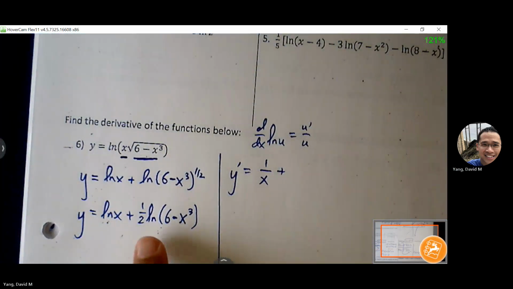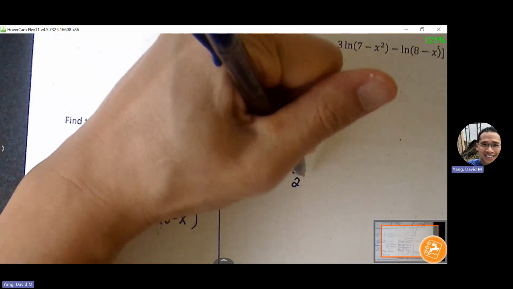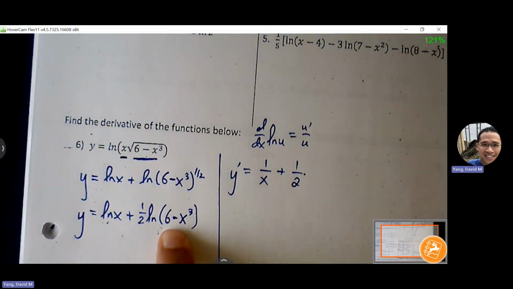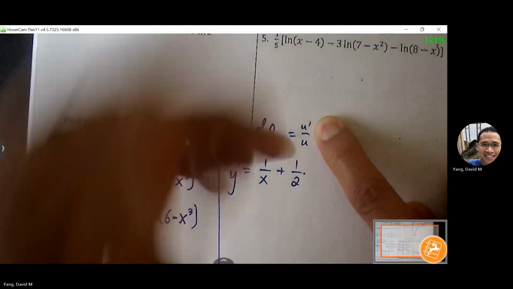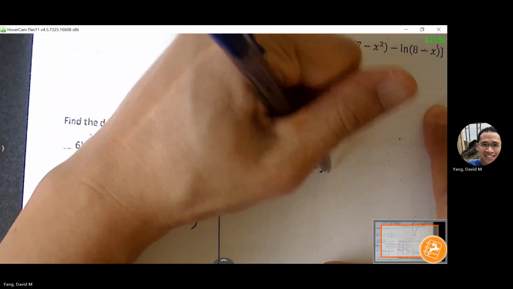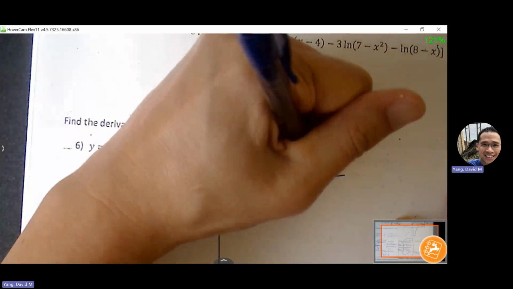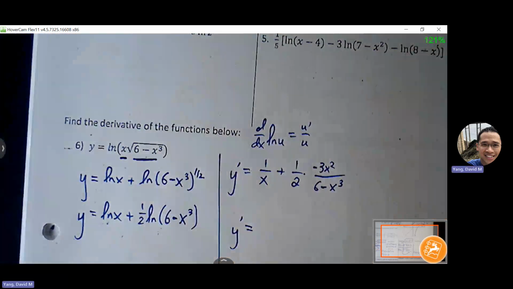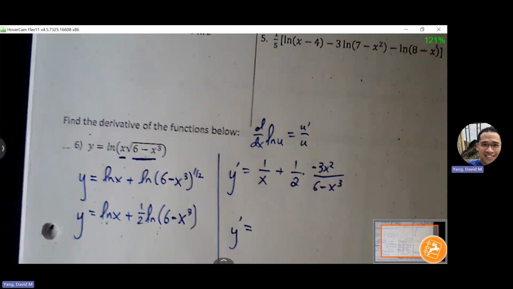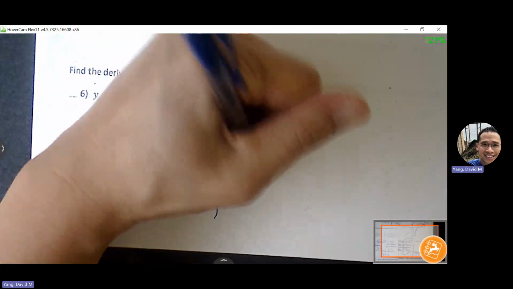Plus 1/2 is staying. That's a coefficient, so that's not going to get impacted by the derivative. My u value is the parentheses. So what's the derivative of 6 minus x cubed? Divided by 6 minus x cubed. That's it. That's our derivative. We'll do a little bit of cleanup, but I'm not going to ask you to find a common denominator. You can just leave your answer relatively cleaned up within each fraction.